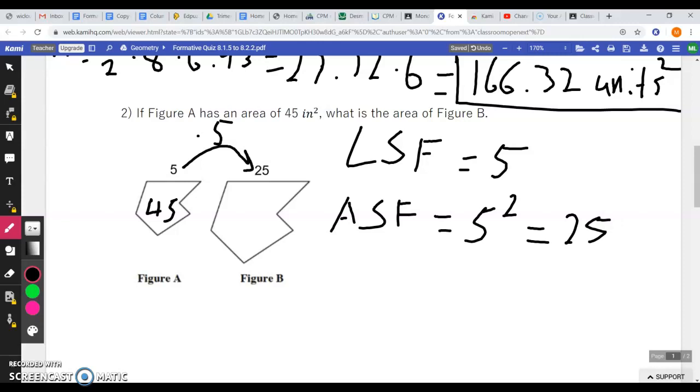So even though my sides and my perimeter are growing by a multiplier of 5, my area is growing by a multiplier of 25. Okay, so if my starting area is 45, to get to my new area in here, I'm going to have to multiply by 25 because my area scale factor is 25. All right, so this problem is actually almost done already. To find my answer, I have to take my original area, which is 45, multiply it by my area scale factor, which is 25.